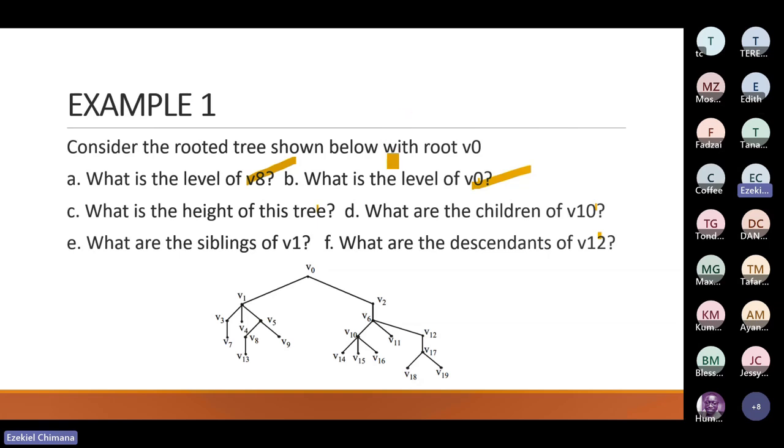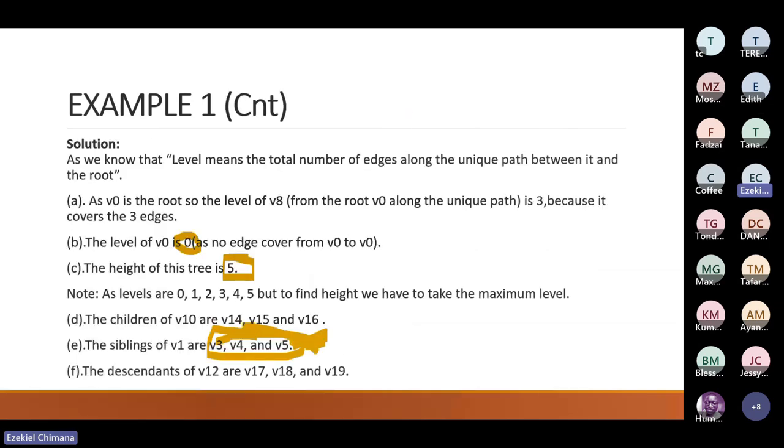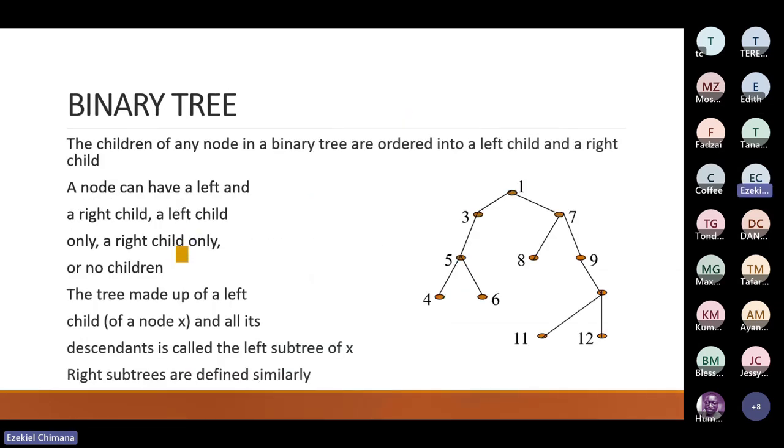If there are no questions, I think I've talked for too long. Okay, binary tree. This one in fact is very easy, you can go through it. What do you call a binary tree? The children of a node in a binary tree are ordered into a left child and a right child. So a node can have a left and a right child, or a left child only, or a right child only, or no children.